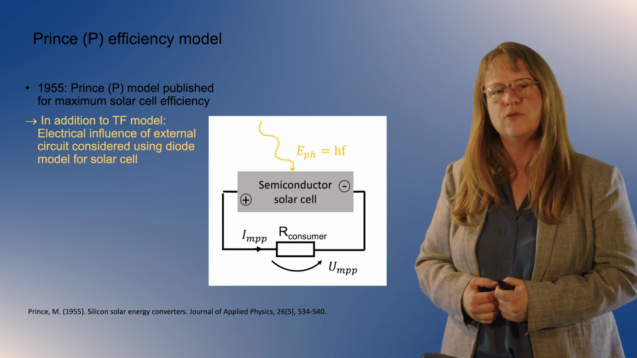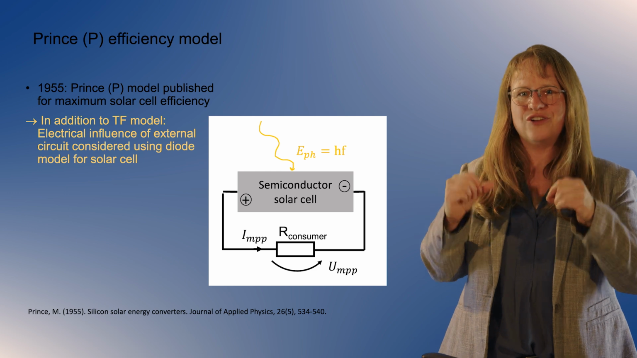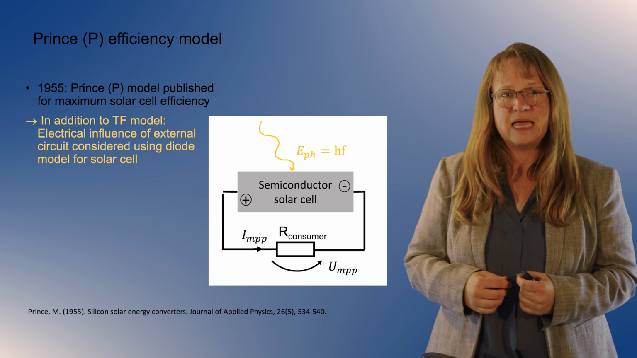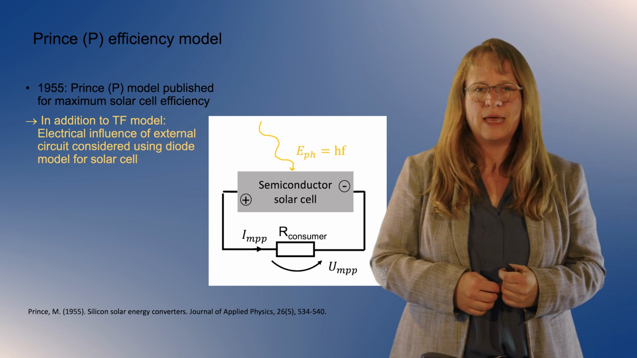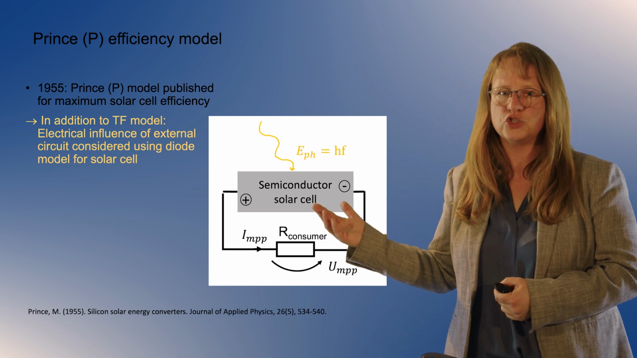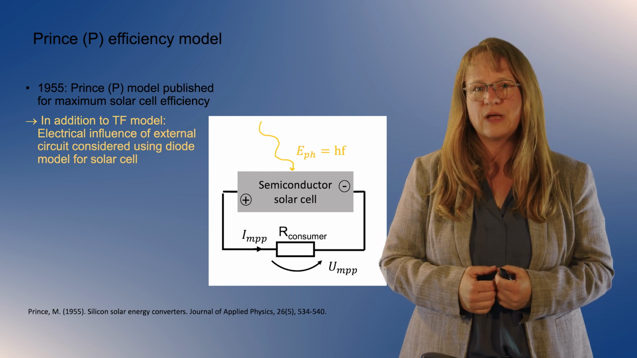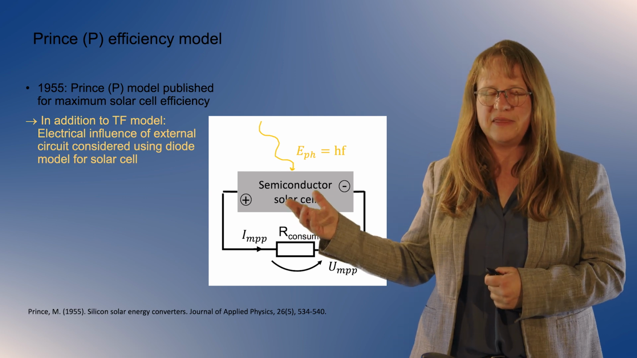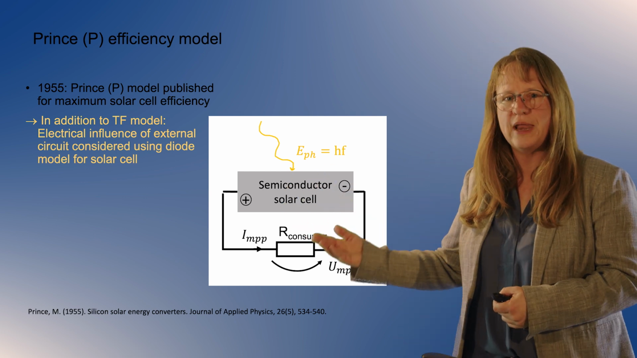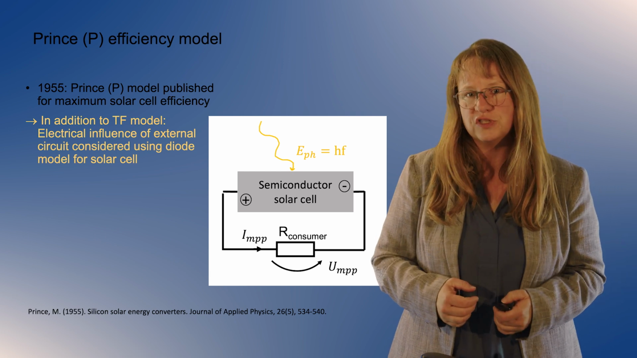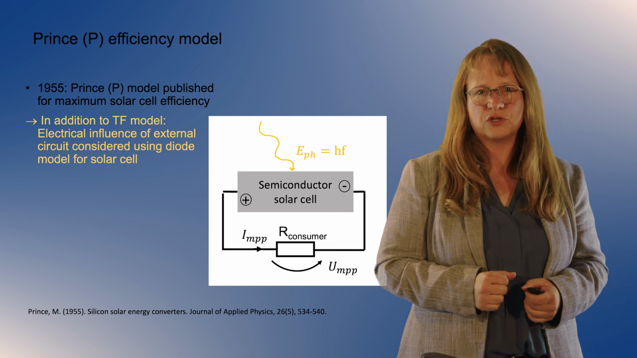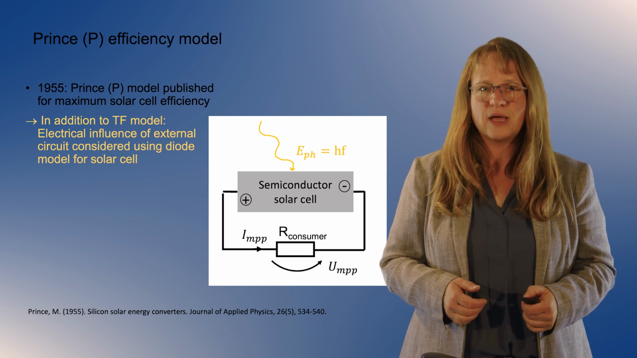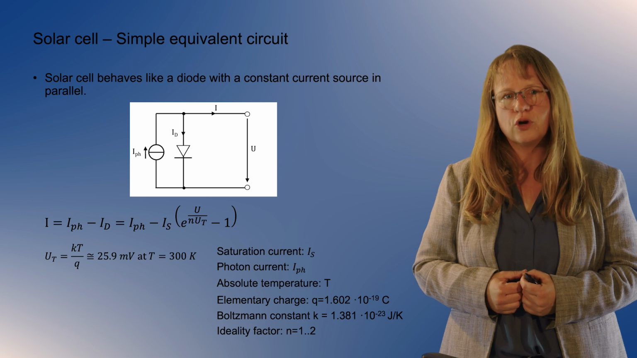This consideration, that the solar cell is not standalone but is connected to a circuit, was investigated in 1955 by Prince, and he published two different kinds of models for the solar cell. In this video, we are going to look at the first model, a simple diode model for the solar cell. With the model for the solar cell, we can connect it to the consumer and see what maximum efficiency we can get if the solar cell follows the IV curve of the simple diode. So let's look at the simple diode equivalent circuit for a solar cell.